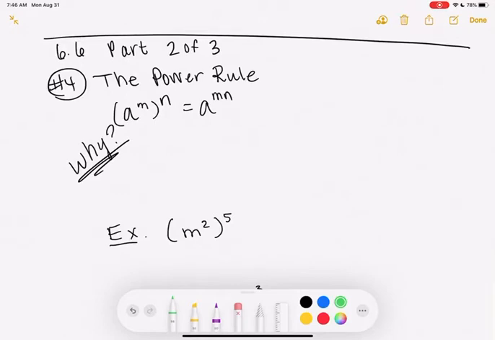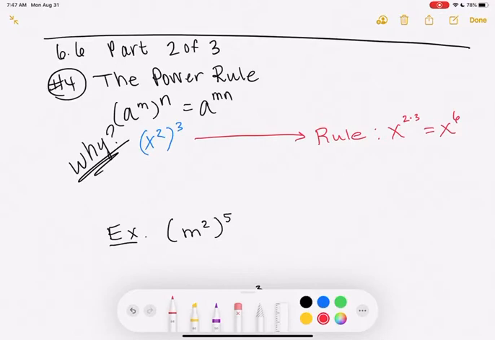Okay, so the power rule is a to the m and then raised to the nth power. So that is going to become a to the m times n. So that means you're going to multiply them. For example, if I have x squared, and if I want to raise all of that to the 3rd power, what does my rule say I should do? The rule says I should multiply them. So x to the 2 times 3 would become x to the 6th.